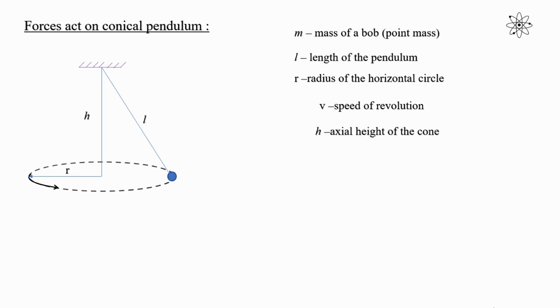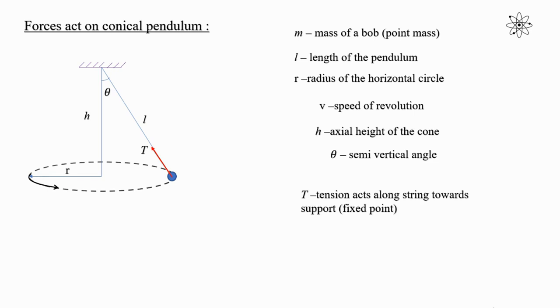Let h be the actual height of the cone described by the string. Theta is the semi-vertical angle between the height of the cone and the length of the string. Let T be the tension in the string. Tension acts along the string towards the support, that is, towards the fixed point. mg is the weight of the bob, which acts vertically downwards.